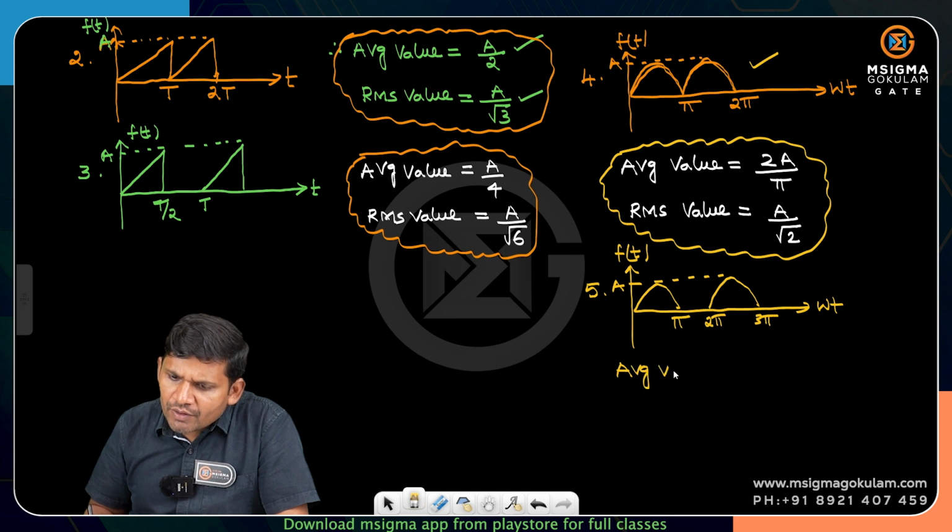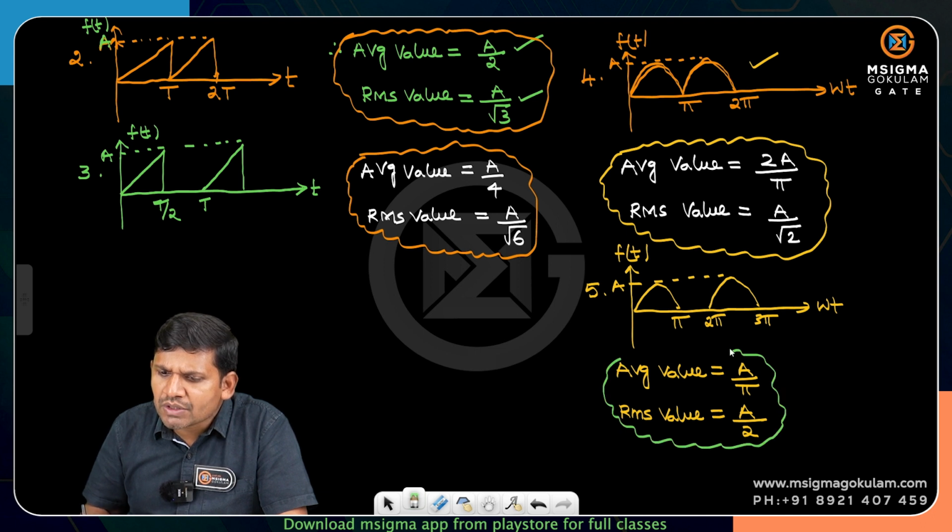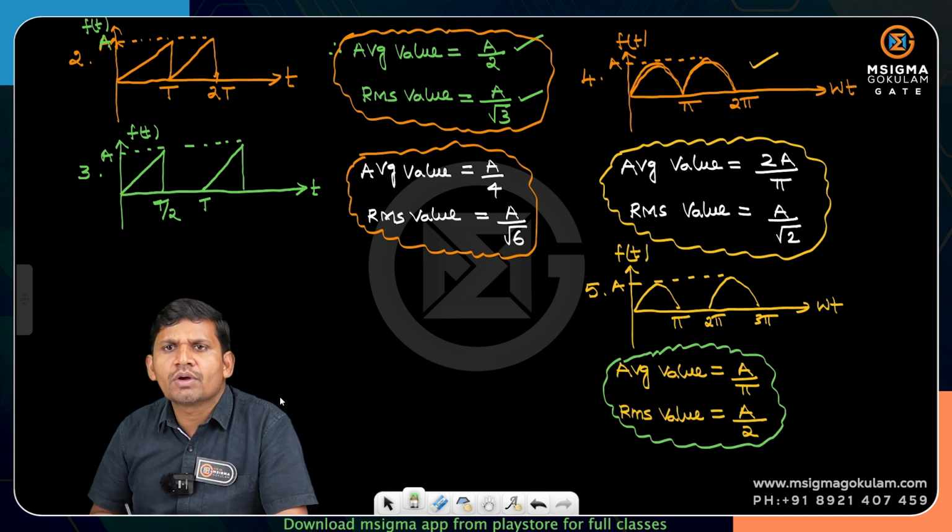Then what is the average, students? The average value of this waveform is just like Vm by pi, but instead of Vm, what is given? A here, so A by pi. What is the RMS value, students? The RMS value is A by 2, not Vm by 2, it's A by 2. Like this, if any waveform of this type of shape is given, how to find the average and RMS values is very important, and you have to concentrate.